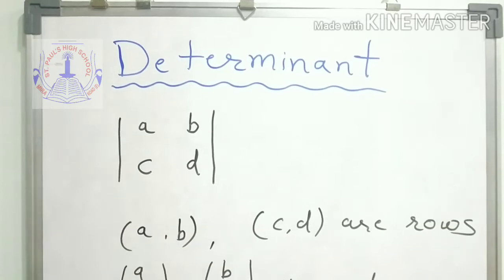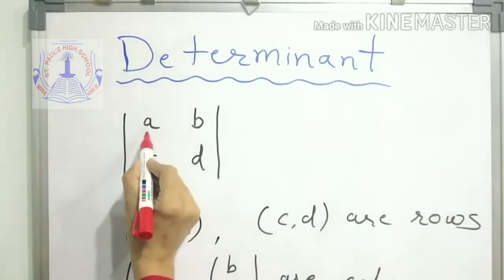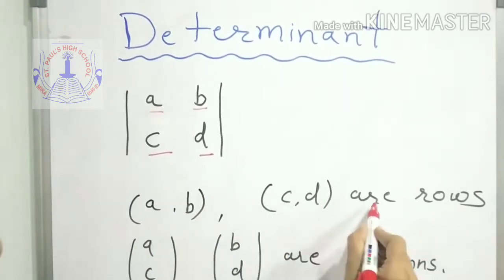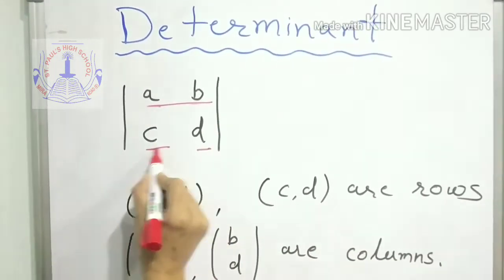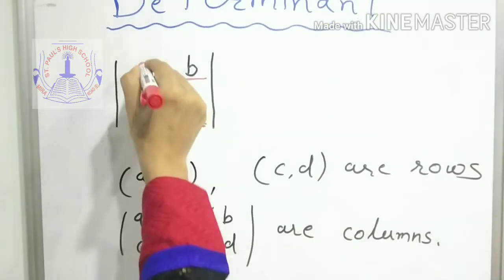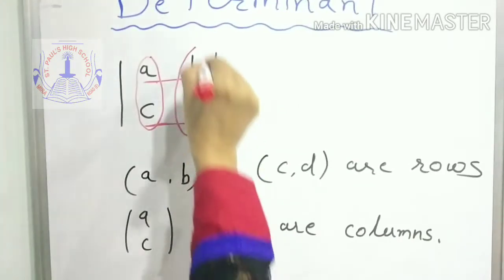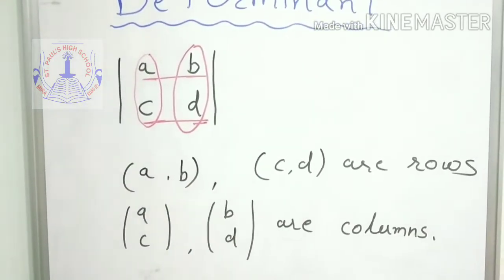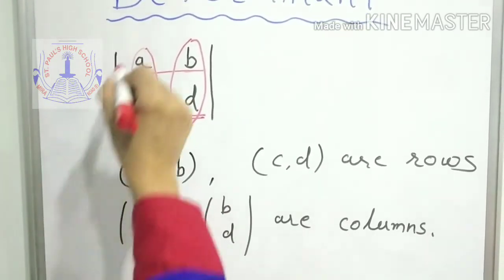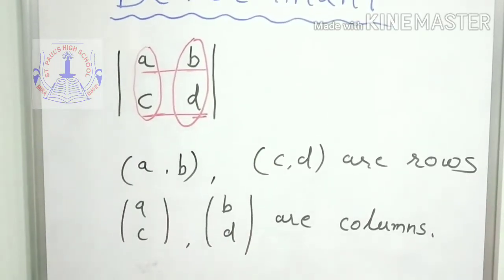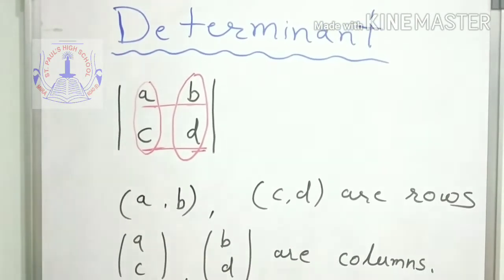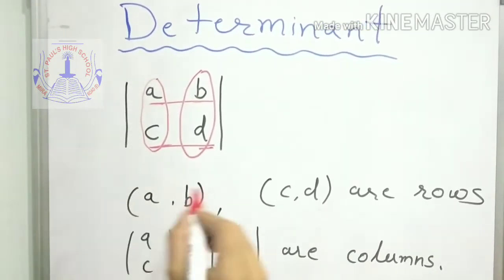This is the way we write a determinant. In this, A, B and C, D are rows. This is a row, this is a row. Whereas A, C and B, D are columns. Now there are two elements in each row and two elements in each column, so the degree of this determinant is 2. Let's see how to find the value of this determinant.